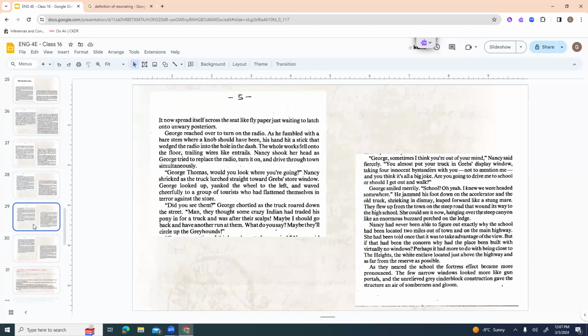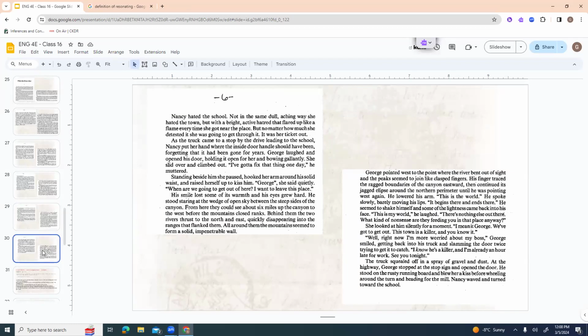As they neared the school, the fortress effect became more pronounced. The few narrow windows looked more like gun portals, and the unrelieved gray cinder block construction gave the structure an air of somberness and gloom. Nancy hated the school, not in the same dull, aching way that she hated the town, but with a bright, active hatred that flared up like a flame every time she got near the place. But no matter how much she detested it, she was going to get through it. It was her ticket out.